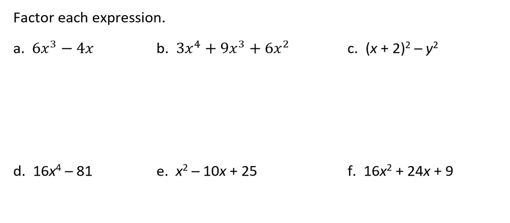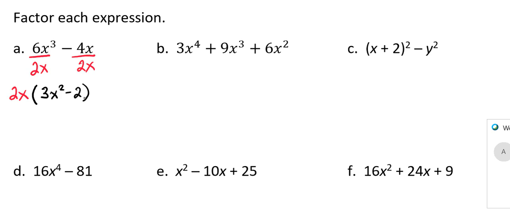So the first thing that we want to do is take out anything that all of the terms have in common. In this case, each of the terms has a 2 and an x in common. So we can take out a 2x, and that's going to leave us with 3x squared minus 2. So now we have 2x times the quantity 3x squared minus 2. And we can't break down 3x squared minus 2 anymore, and so this is going to be completely factored.